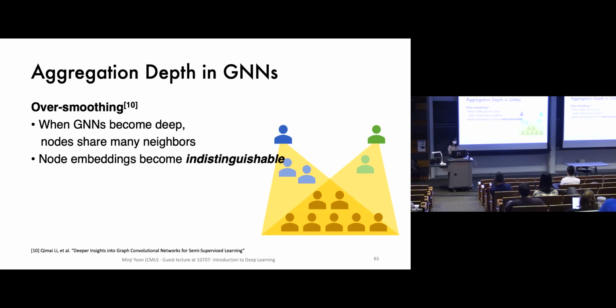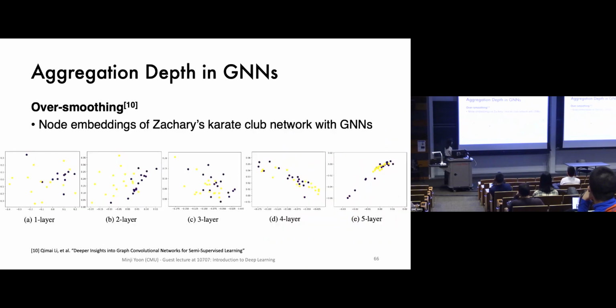When I compute my node embedding, we summarize the neighbors appearing in my computation graph. And if we share many neighbors in our computation graph, that means our final node embeddings will be similar. Then at the end, the node embeddings become indistinguishable because every node shares many neighbors in their computation graph. And if node embeddings become indistinguishable, then we're going to see a very low accuracy in the node classification task and many more.